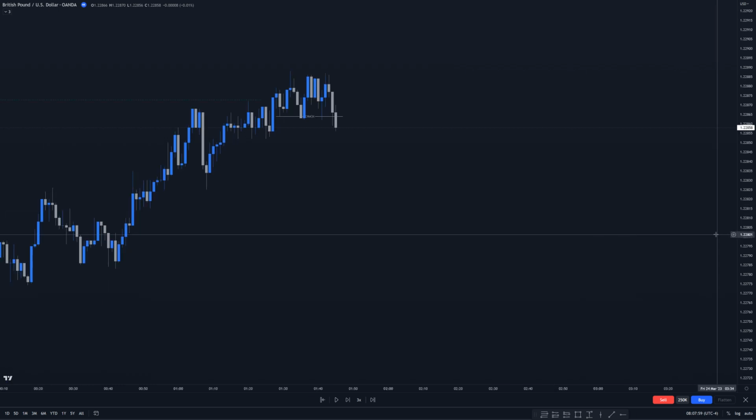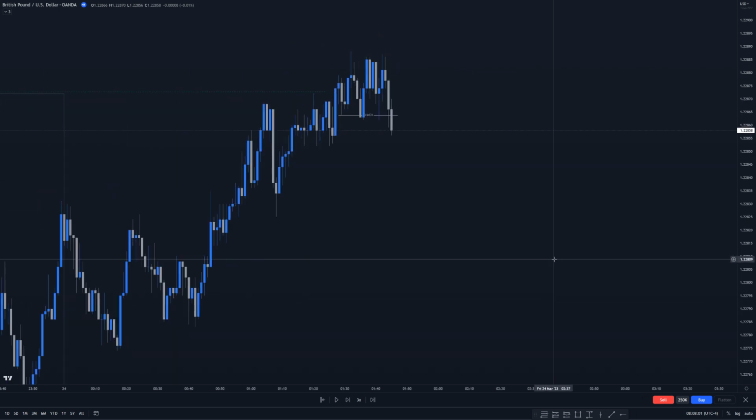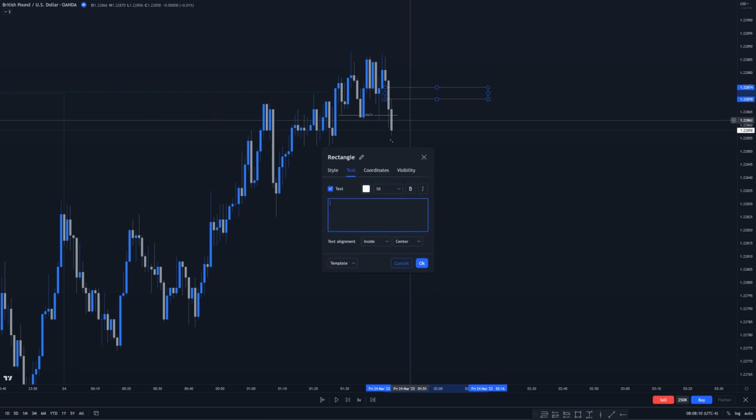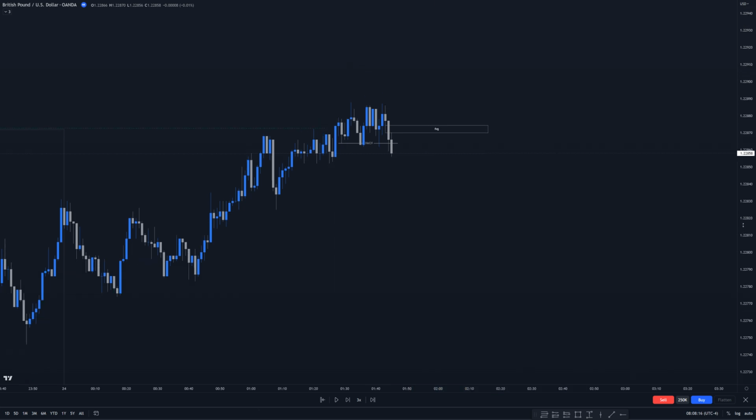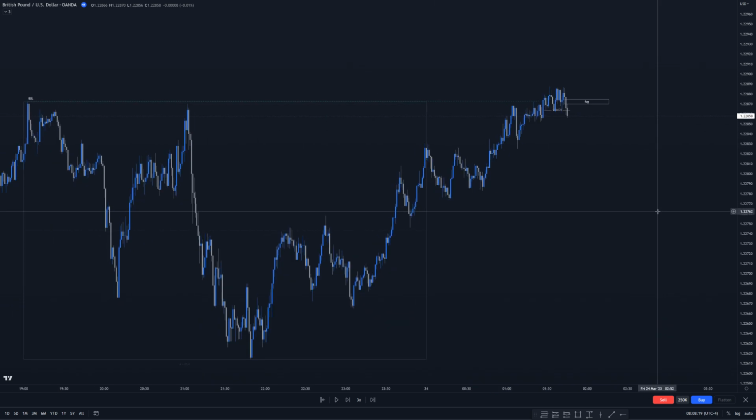So as you can see, I'm not going into details about fair value gaps and order blocks. That's for another video. I have that marked out as a fair value gap. I'll just mark it up just so people see it. And I will look now for an entry.